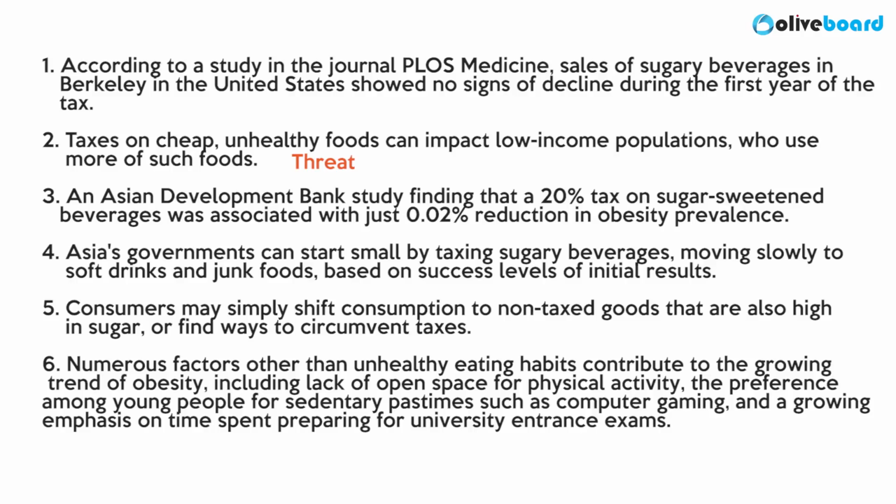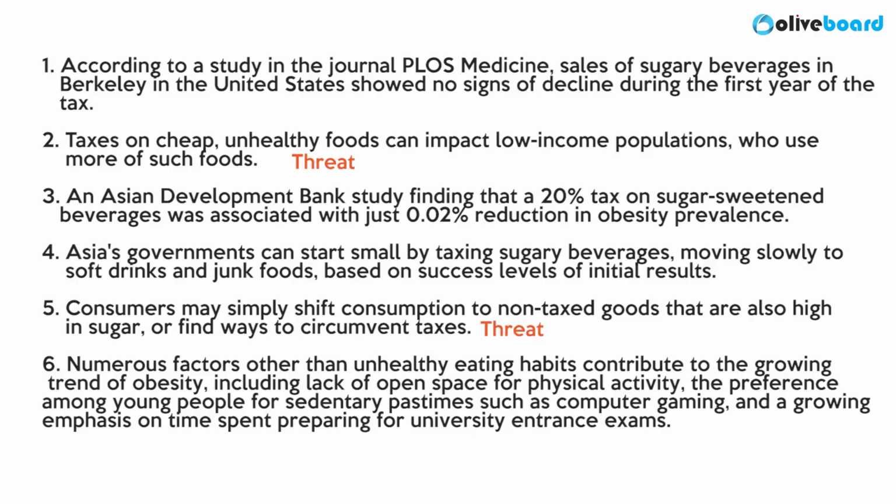Next is consumers may simply shift consumption to non-taxed goods that are also high in sugar. Again that may be a threat, that if they do this, they may move. If I am eating a vada pav of ₹10, and they tax the vada pav, I may move to cold drinks that may not be taxed. Then it would be costly, then I will pay more. But the obesity is not going to be addressed at all. Okay, so this is the thing. So 5 is our threat.